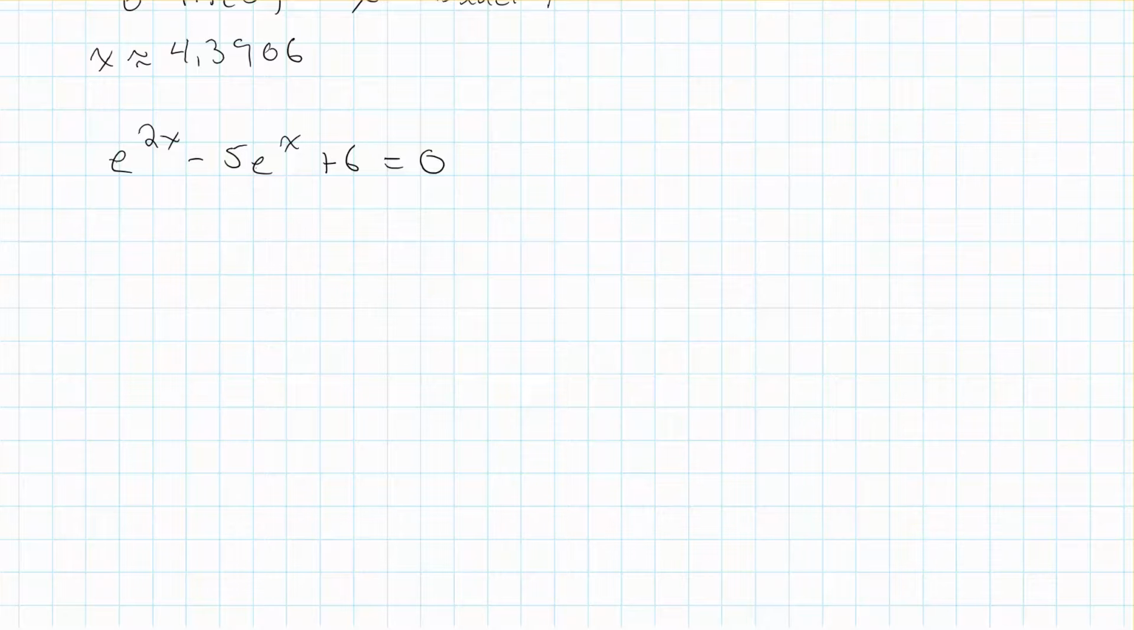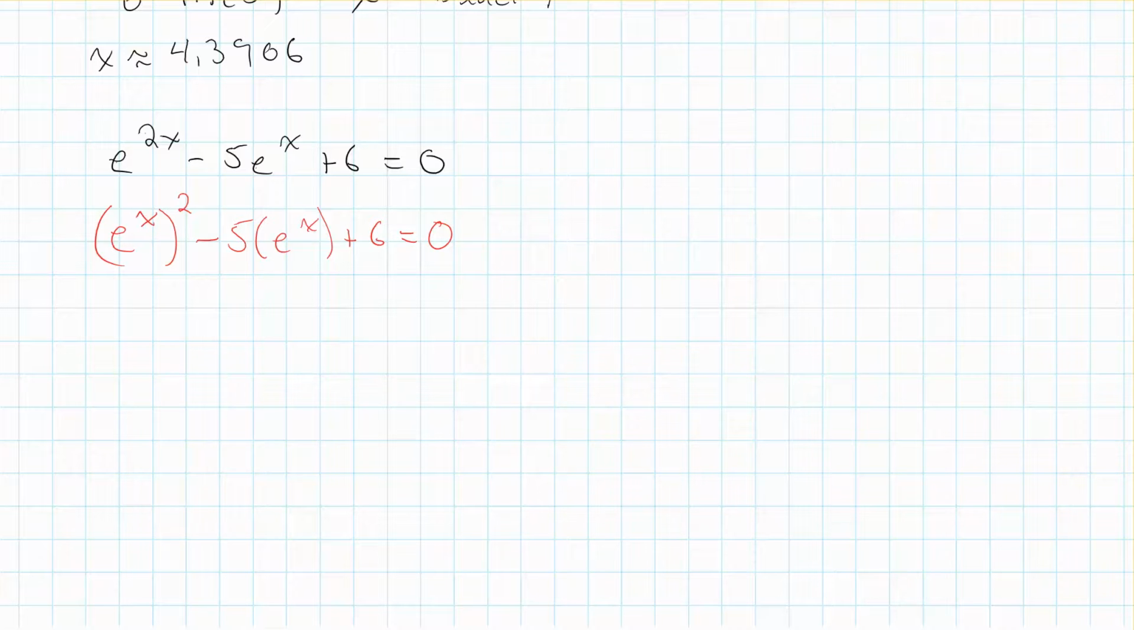However, there is a little sneaky thing you can do here, remembering exponent properties, that e to the 2x you could write as e to the x quantity squared. Because what do you do to these exponents? You multiply them. So x times 2 would just be 2x. And then minus 5, and I'll go ahead and put this in parentheses, e to the x plus 6 equals 0.